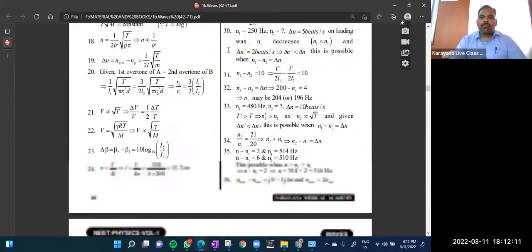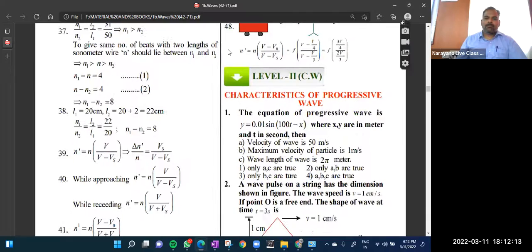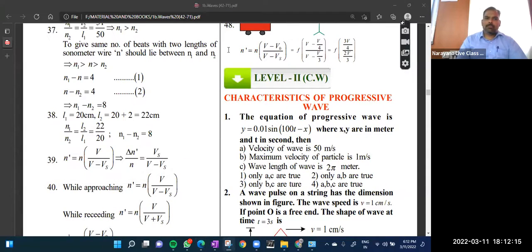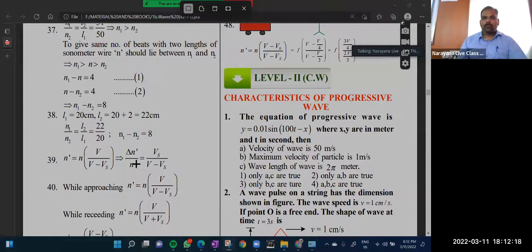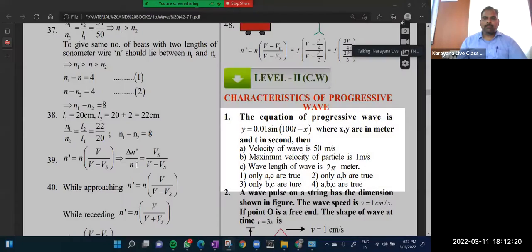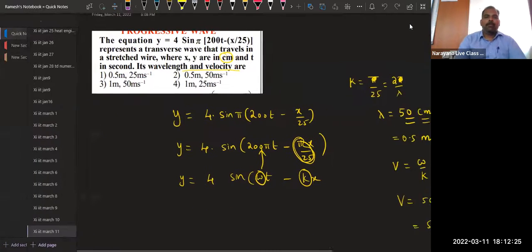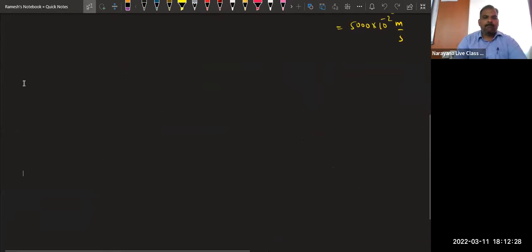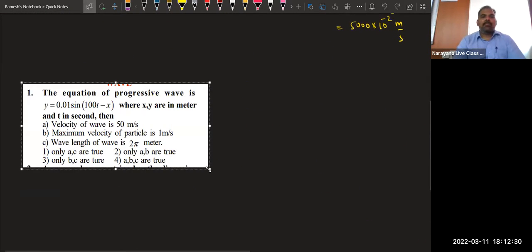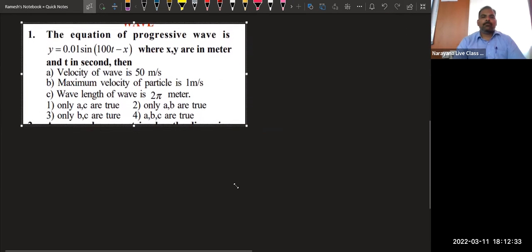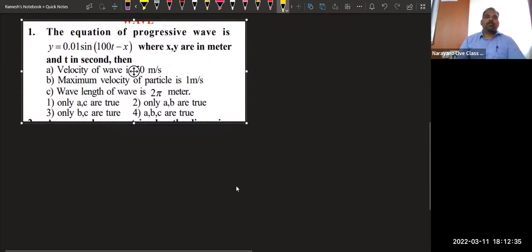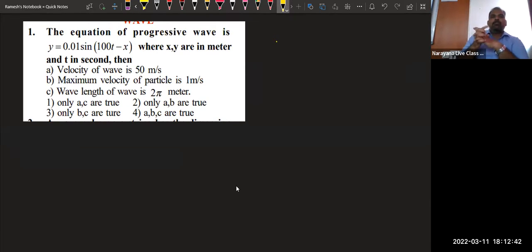Try question number 1, everyone. Equation of progressive waves. Yes. Will you try? Please try, everyone. The equation of progressive wave is given. Solve.